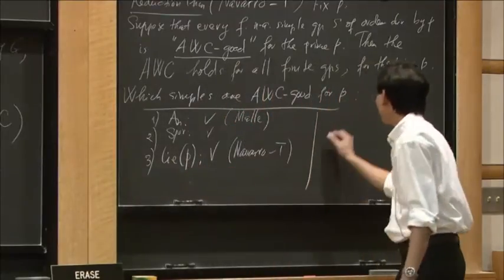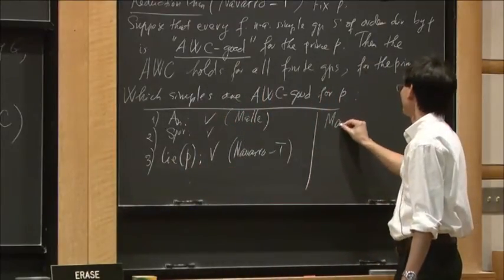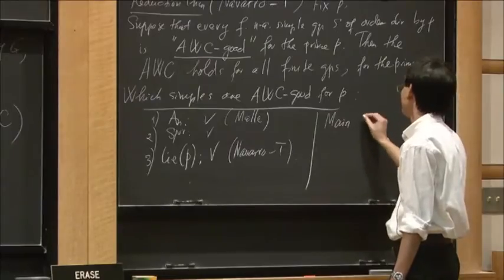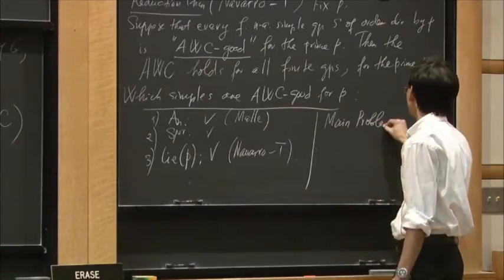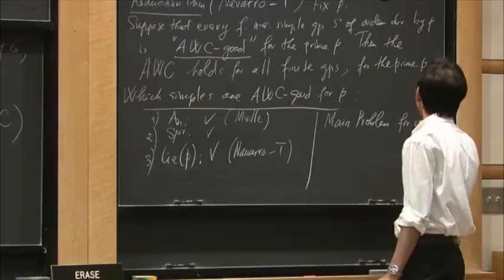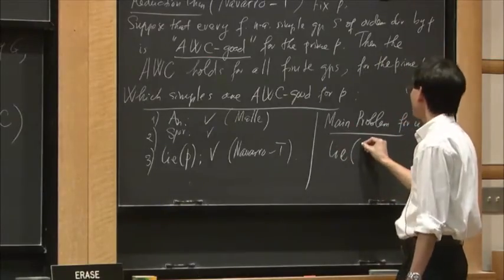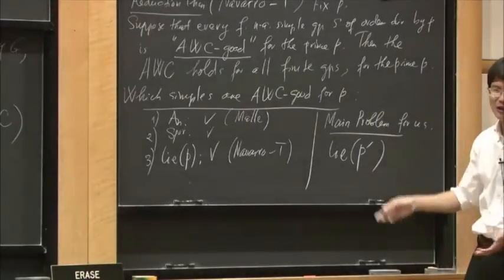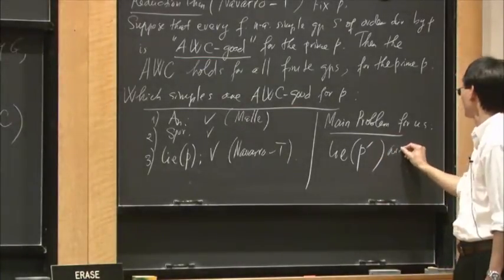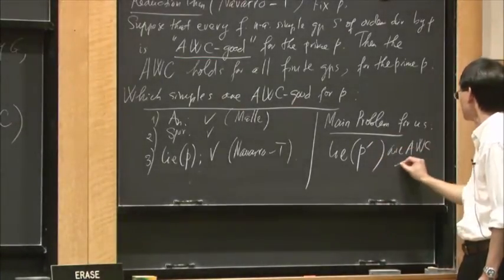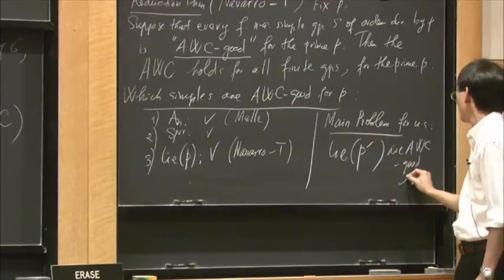So the main obstacle, the main problem for us now, is to show that the Lie type groups, but in the other characteristic, so let's call it P prime, are also AWC good for the prime P.